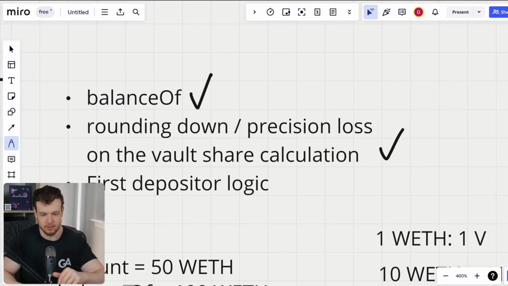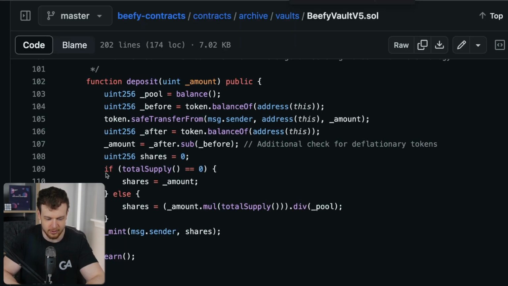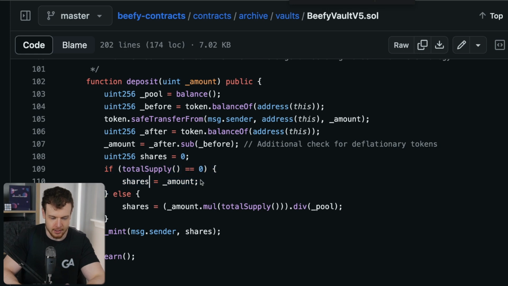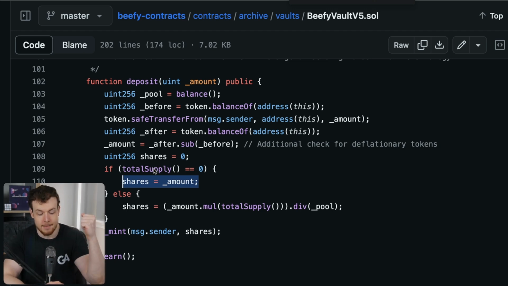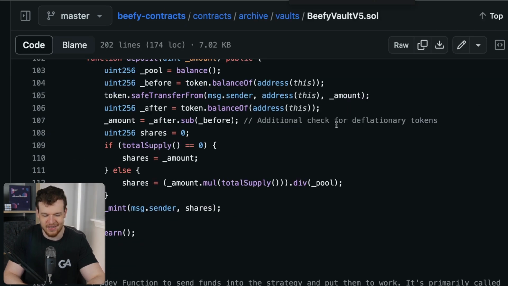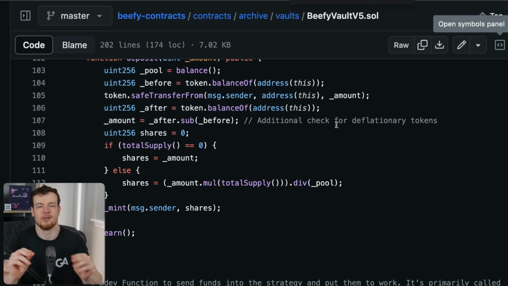Now, first depositor logic, do we have this initial case where if there is no depositor, then there's just a 1-to-1 ratio? Well, that's exactly what this is. We're saying, hey, if you're the first depositor, if total supply is 0, nobody's minted before this, then we're just going to give you the amount of vault shares as the amount that you specified. So I'm completely free to come in here and specify an amount of a single wei and mint a single wei of vault shares and then set somebody up to perfectly be a victim of the first depositor attack, right?